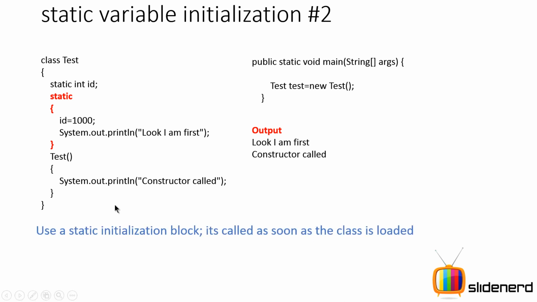So use a static initialization block whenever you want to give values to static variables after your class is loaded. In other words, you don't want to use a constructor, but you want to give them values, but not directly. You can use a static block over here and execute some other statements inside the static block, like for this system.out.println that I have. So now let's take a look at another thing about static blocks.